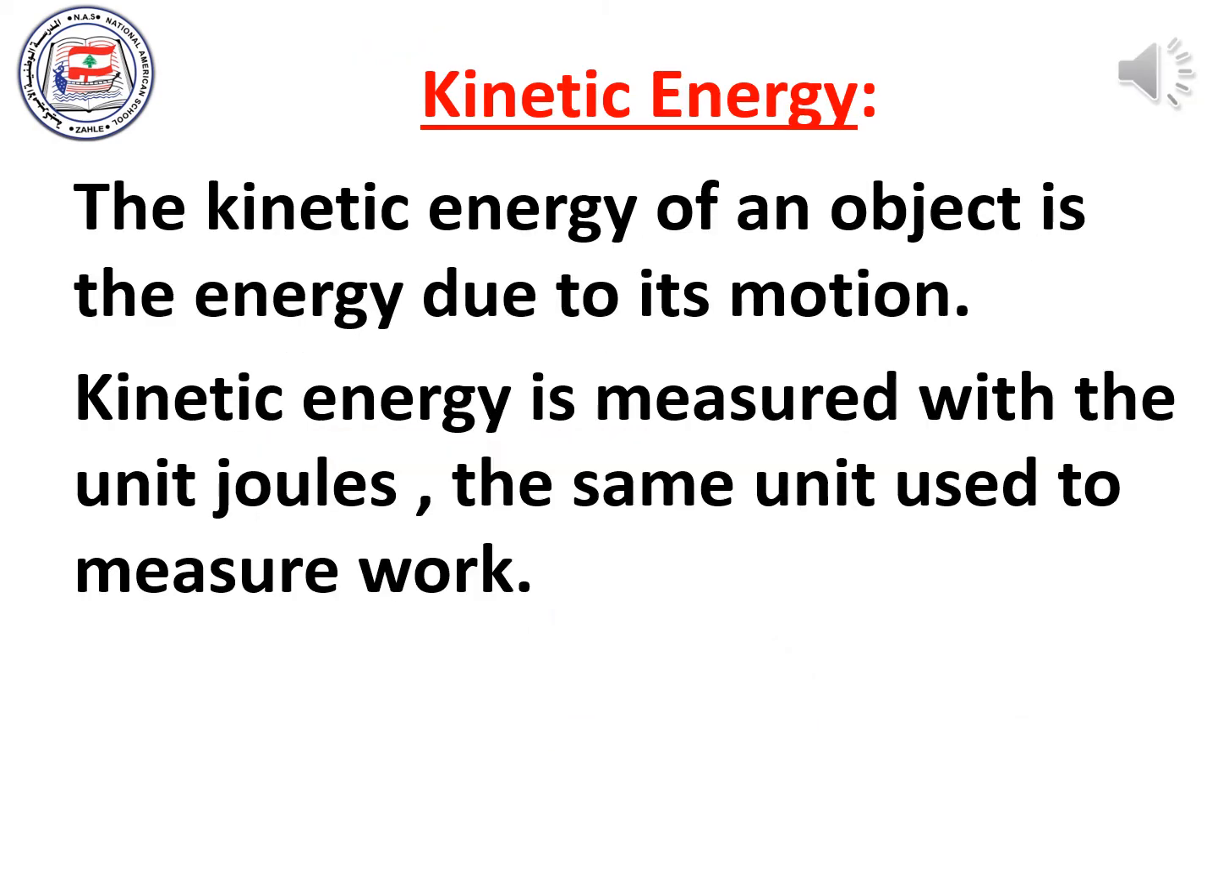Now we are going to talk about the two main types of energy. The first is called kinetic energy. The kinetic energy of an object is the energy due to its motion. So any object that is in motion has something called kinetic energy. Kinetic energy is measured with the unit joules, the same unit used to measure work.